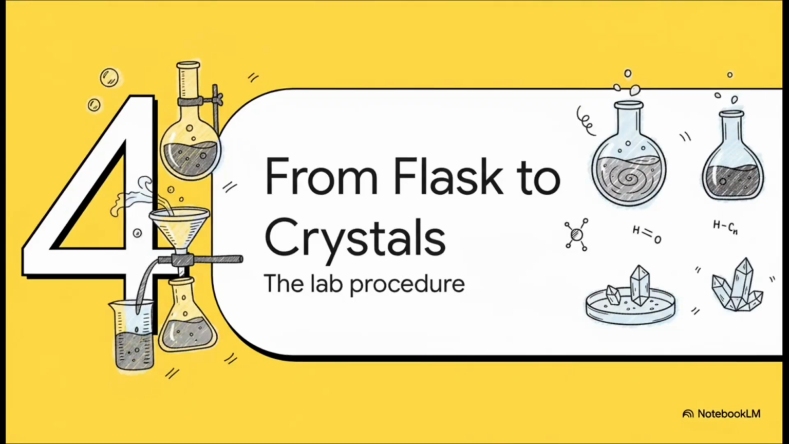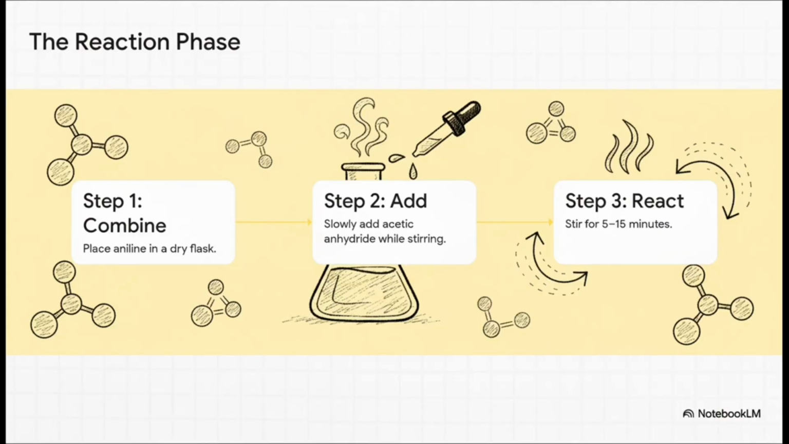Okay, so the theory is cool, but what does this look like in a real lab? Let's get out of the diagrams and into the flask. So here's how it goes down. You put your aniline in a flask, and then you start adding the acetic anhydride. But you do it slowly. You have to. This reaction gives off heat, it's exothermic, and you don't want it getting out of control. Give it a good stir for a few minutes, and the chemical transformation is happening right there in the flask.